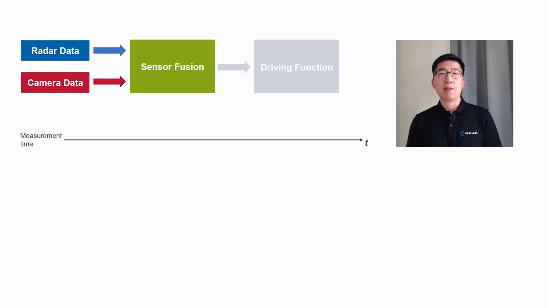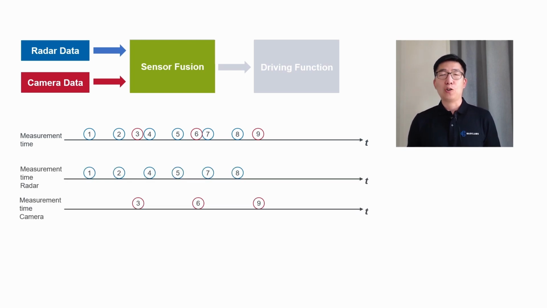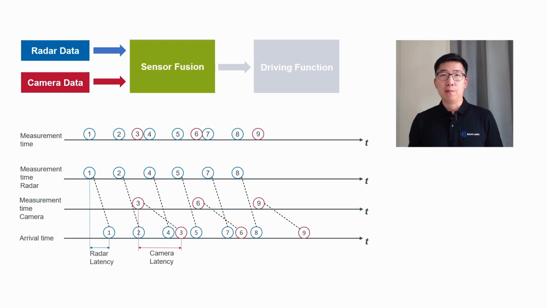For example, we have a simple system consisting of a radar and a camera. The radar provides 6 measurements and the camera has 3. According to the time when they are measured, or the so-called measurement time, they should be input to the sensor fusion in the order from 1 to 9. However, because of the large delay in the camera sensor, measurement 3 arrives later than measurement 4.